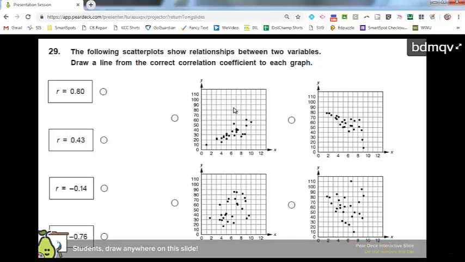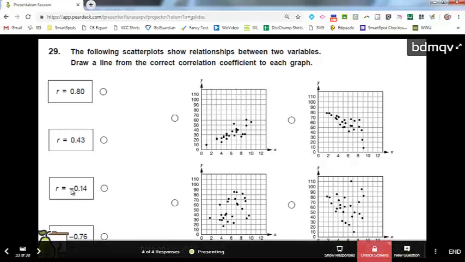0.43. That's a negative. 0.14 is negative. It's the 0.8. It's close. These are close to being on a single line, so it's close to positive 1. Oh. You see what I'm saying? Oh, I just didn't understand. Okay, positive direction, close to a straight line, so it's close to a positive 1. Yeah, that's what I have on here.